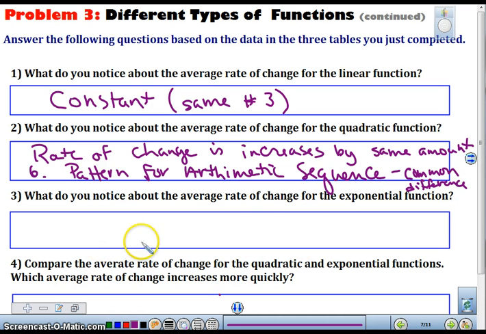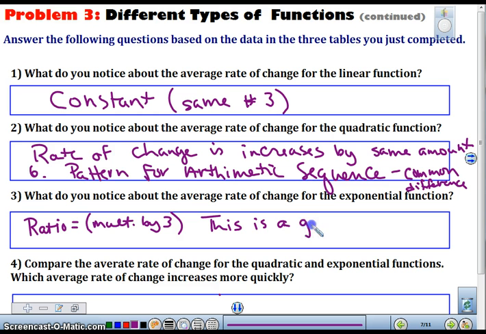What do we notice about the rate of change in our exponential? As we are looking at that one, our average rate of change is a ratio. What is the ratio in this case? Our ratio is that we are multiplying by 3 each time. So this is going to be for a geometric series. Remember, geometric is when we are going to multiply by the same thing.